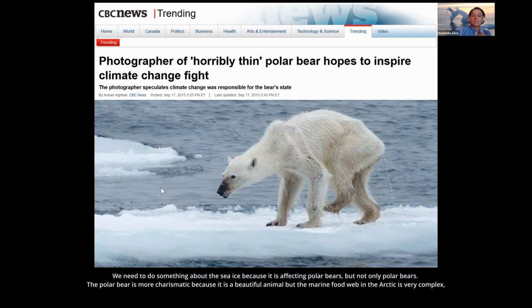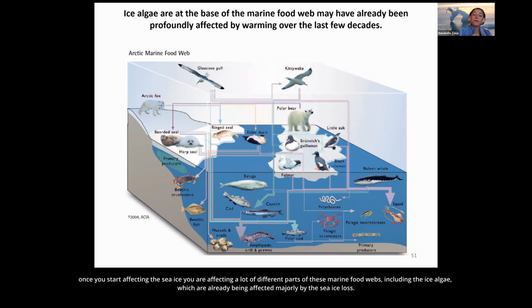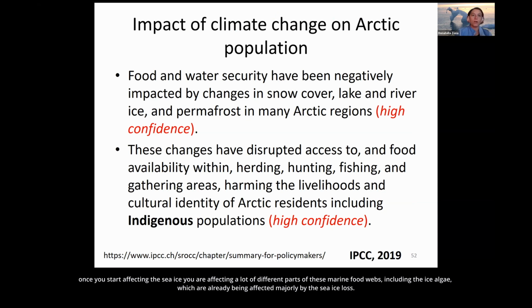So the bottom line is basically we need to do something about the sea ice because it's affecting polar bears, but not only polar bears. Polar bears are more charismatic, of course, they are beautiful animals, but even the marine food web in the Arctic is very complex. So once you start affecting the sea ice, you're affecting a lot of the different parts of this marine food web, including the ice algae, which are already being affected majorly by the sea ice loss.